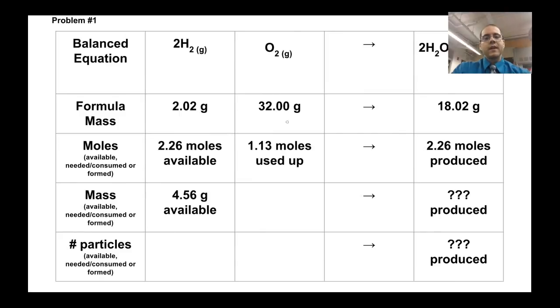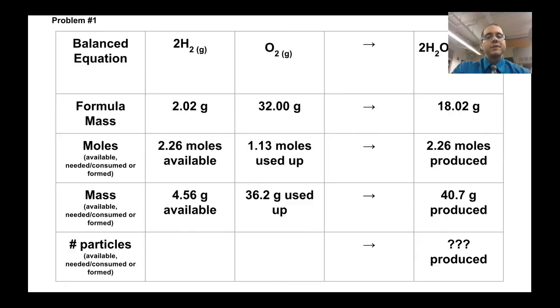All right, so using our 1.13 moles of oxygen and its formula mass, we should have been able to come up with 36.2 grams of oxygen used up by this reaction. Along the same lines, if we have 2.26 moles of water and it's 18.02 grams per mole, we can produce 40.7 grams of water.